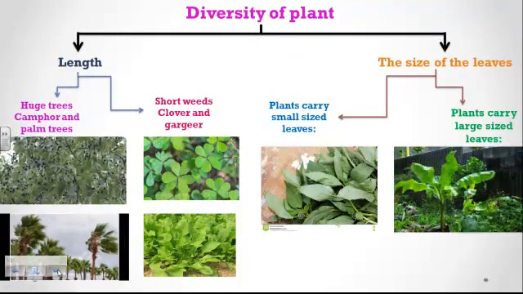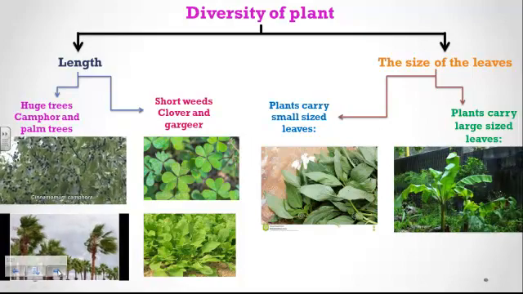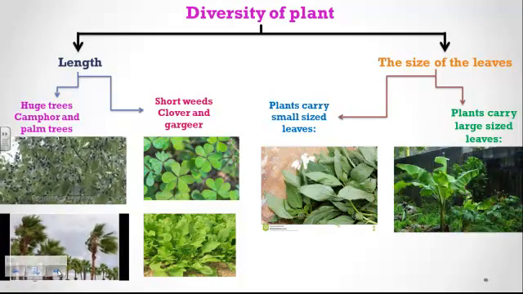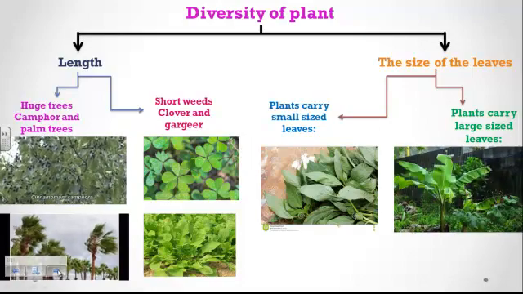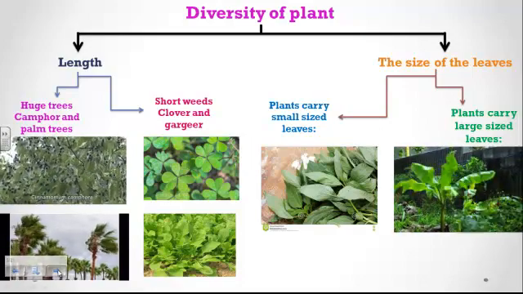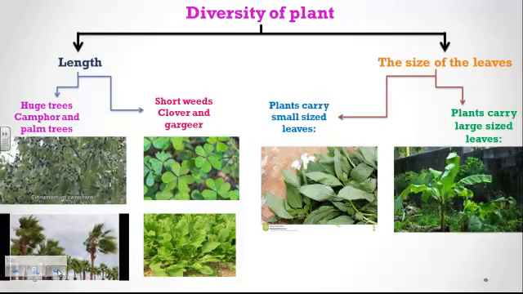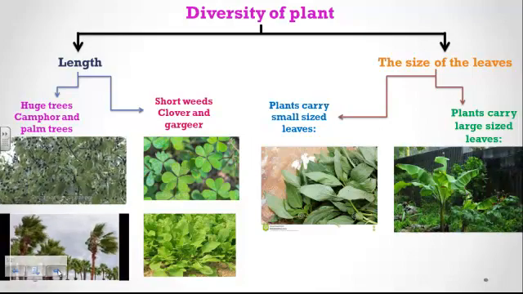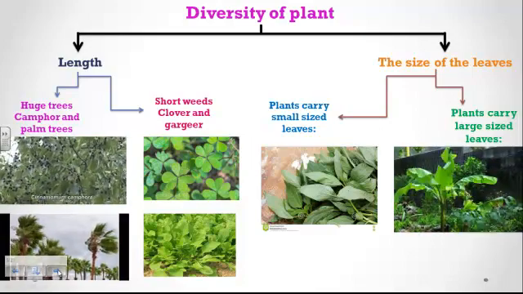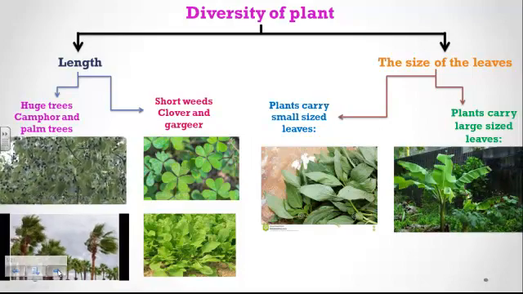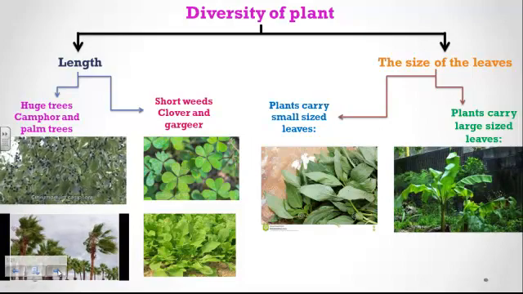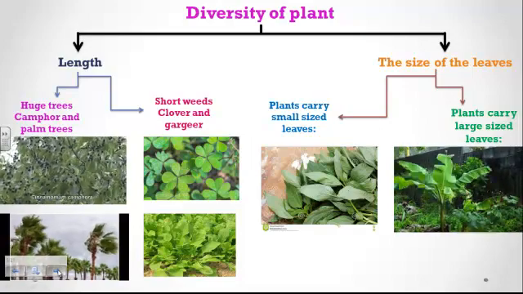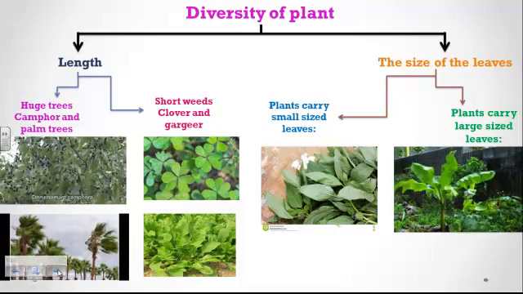The next part, diversity in plants. We can put it in two things. Number one, according to the length, and the other one according to the size of leaves. According to the length of the plant itself, you can find the huge trees like camphor and palm trees on the left side, or the short trees like clover and garger, which you can find here in the right side.